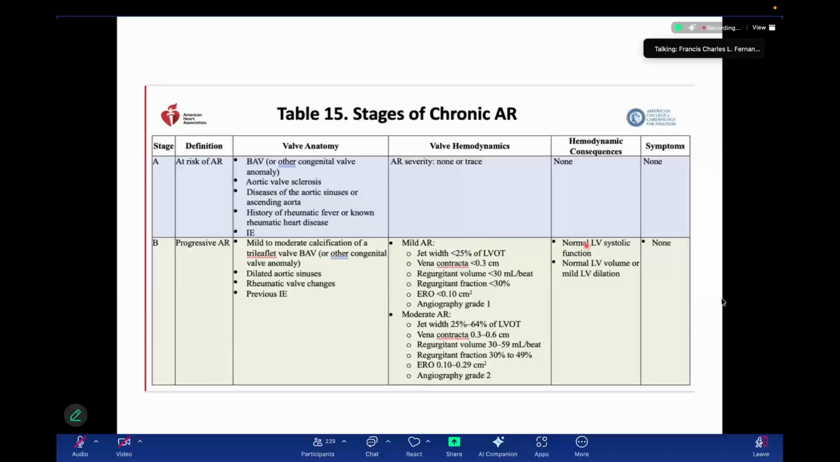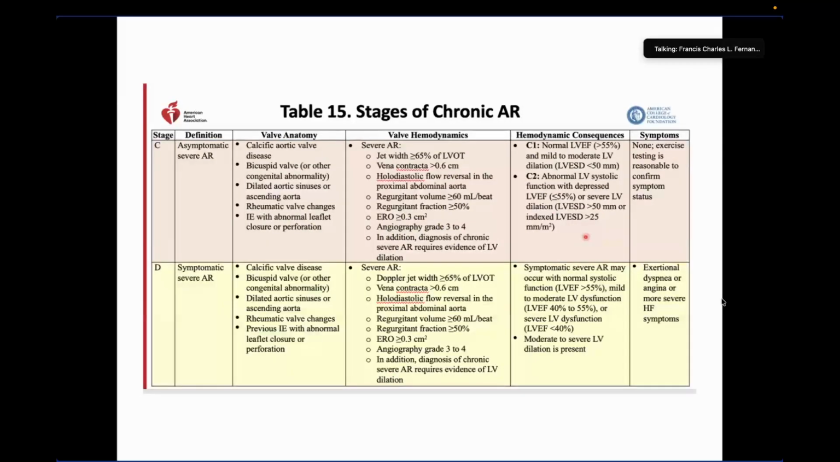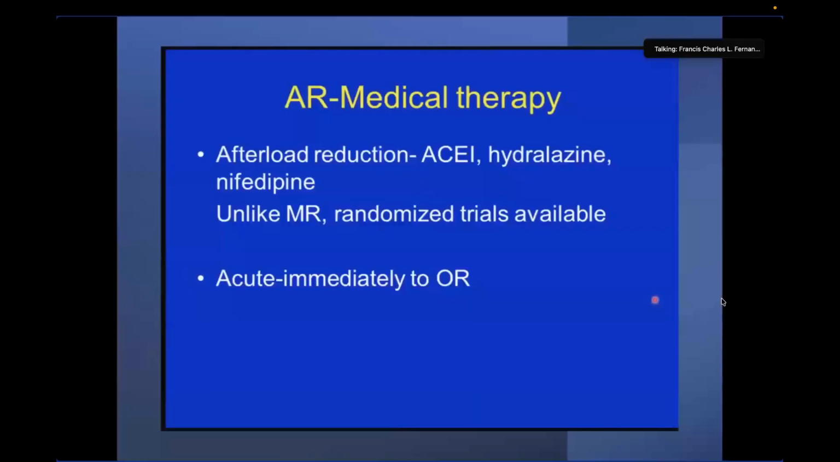So chronic AR, so at risk. So you know if you have bicuspid aortic valve, valve sclerosis, rheumatic heart, and then they go into progressive, but there are no hemodynamic consequences. So asymptomatic, your EF is still large, high. Or you can have severe AR also with EF of high, but definitely it starts having LV dilatation, and you have symptoms at this point.